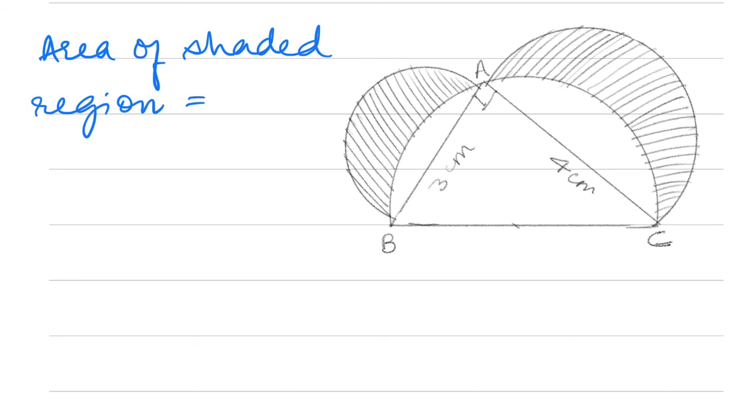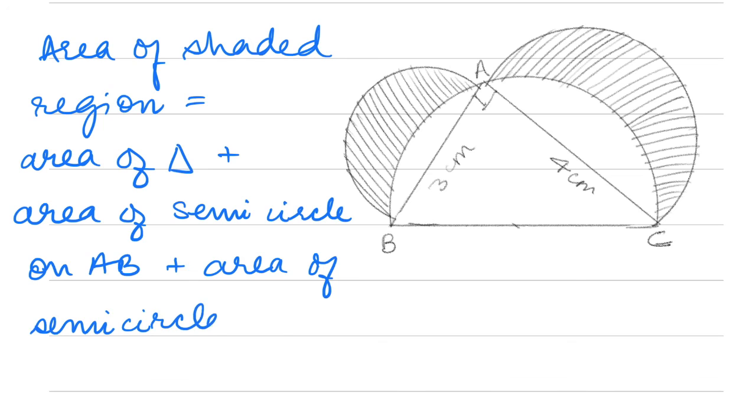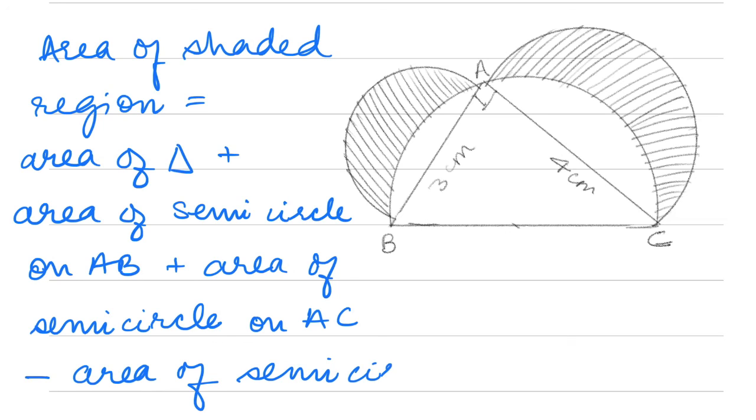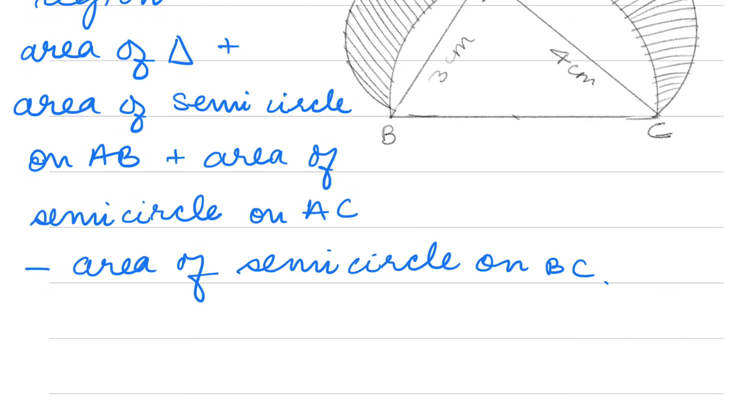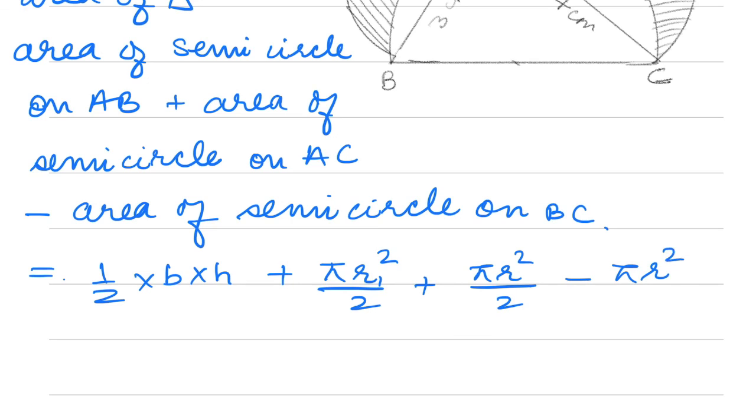So for that, we will have to find the area of triangle plus area of semicircle on AB plus area of semicircle on AC, and we have to subtract the area of semicircle on BC. Write down the formula. Area of triangle is half into base into height plus area of semicircle on AB is pi r1 square by 2 plus pi r2 square by 2 minus pi r square.